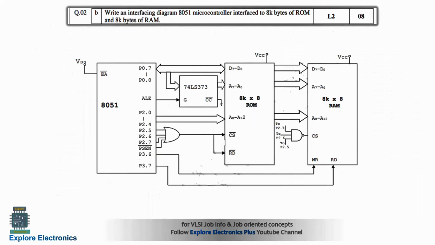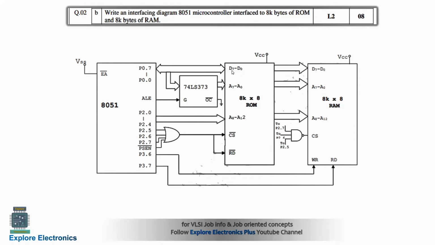And then the next question is, write an interfacing diagram of 8051 microcontroller interfaced to 8K bytes of RAM and 8K bytes of ROM. And this is the 8051 microcontroller. So this 8051 microcontroller will be interfaced to ROM as well as RAM in the sense, it will be connected through the ports. All the external devices will be connected through the ports only. You can see 8K into 8 ROM in the sense, it is of size 8K and it will operate with 8 bit value, means the data will be 8 bit.